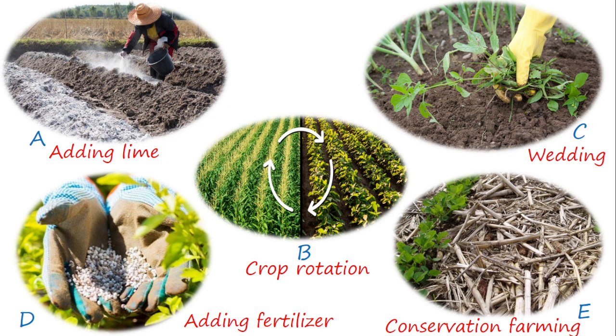So these are the factors or methods which are used to improve and retain soil fertility. So we have adding of lime or providing a suitable pH, we have crop rotation, we have weeding, we have adding fertilizer, as well as conservation farming.